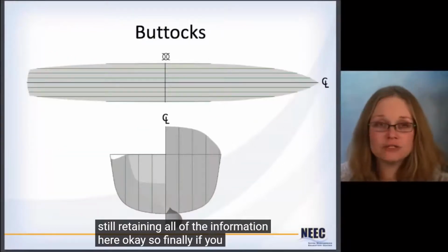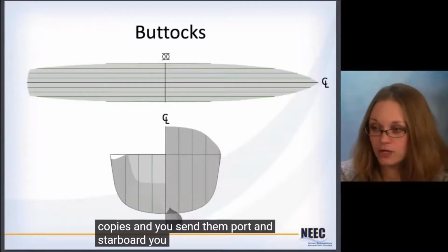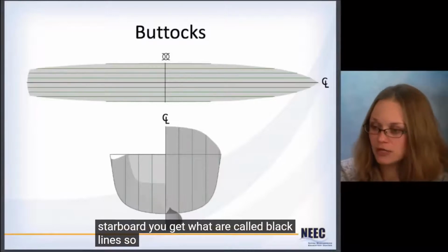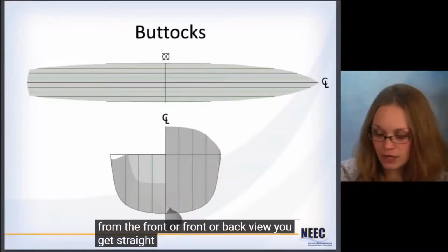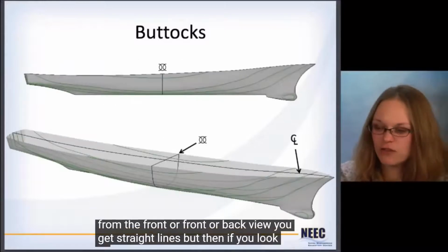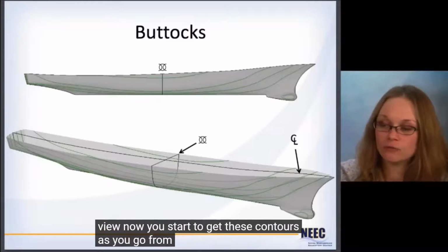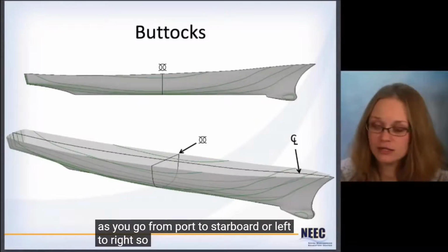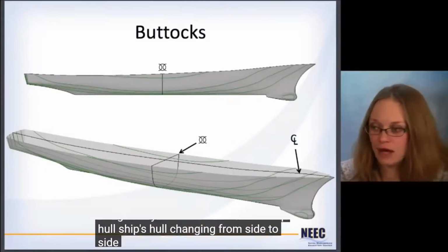Okay. So finally, if you take the centerline plane and you take a bunch of copies and you send them port and starboard, you get what are called buttock lines. Again, from the top and from the front or back view, you get straight lines. But if you look at it from the side or from this oblique view, you start to get these contours as you go from port to starboard, or left to right. So now you can see how the ship's hull is changing from side to side.